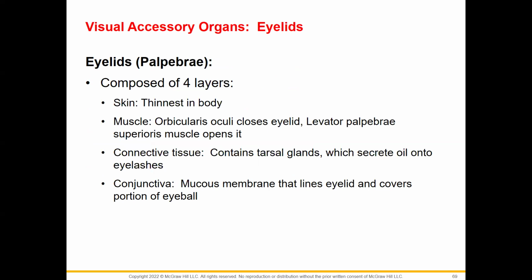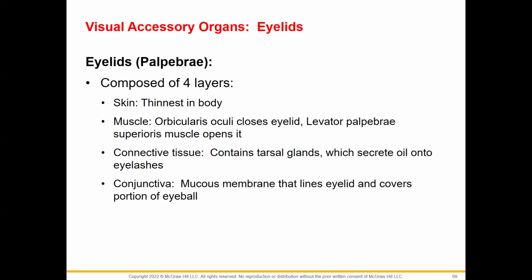So, eyelids, palpebrae. The palpebrae are composed of 4 layers. You have the skin, the muscle, the connective tissue, and the conjunctiva. The skin, this is the thinnest skin in the body. So you know that the body has different levels of skin thickness depending on the location of the skin and the function of that part of the body, with the thickest skin being the soles of your feet, the next thickest being the palms of your hands. Now, the thinnest skin in the body is the skin of the eyelids.